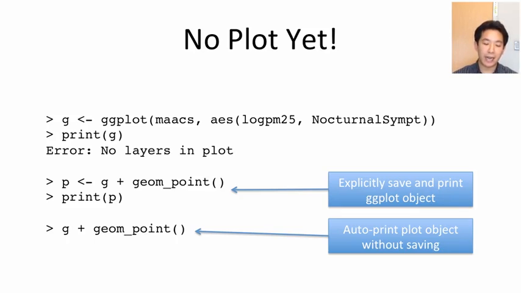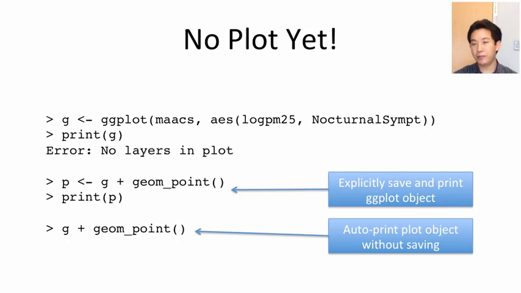So in the next line, I add something. Notice I use the plus operator here. You can literally add things to your plot by using the plus operator. So I add the geom_point function, and I save it to a new object called p. This p object is also a ggplot graphic, but it's got this geom_point thing added to it. Now when I print that out, I get a plot. I get a picture on the screen.